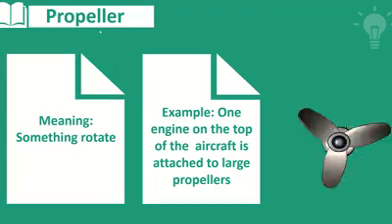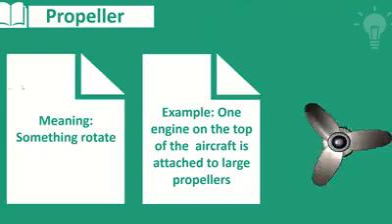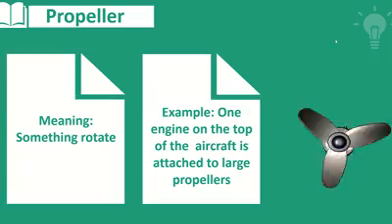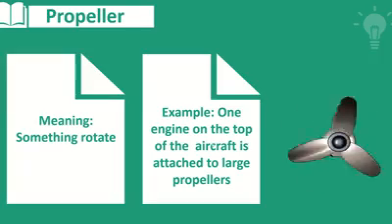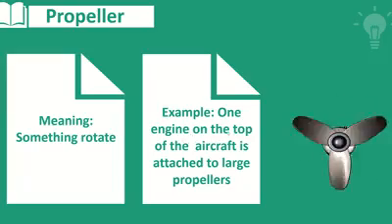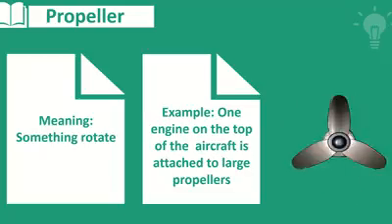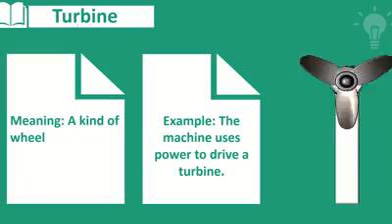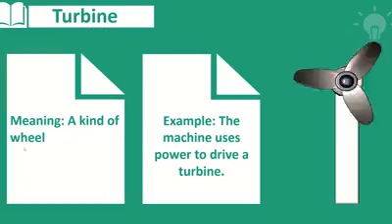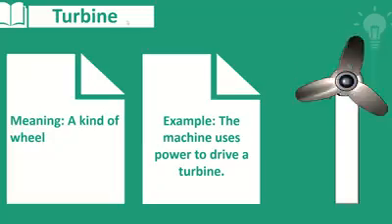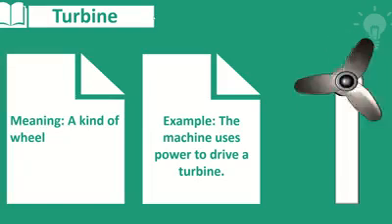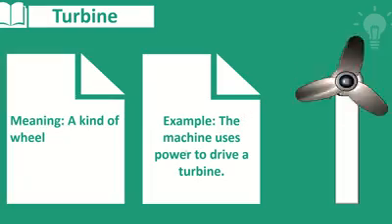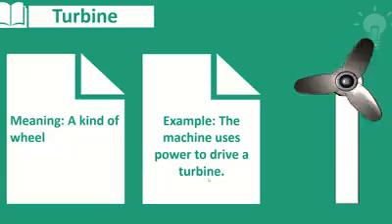Propeller means chalok. Something that rotates. Here we find an example. One engine on the top of the aircraft is attached to large propellers. Next vocabulary is turbine. Means a kind of wheel. A turbine in Bangla meaning is ঘূর্ণন যন্ত্র. For example, the machine uses power to drive a turbine.